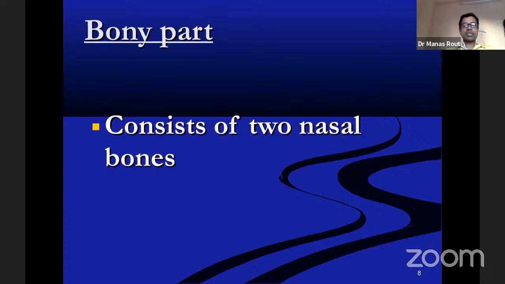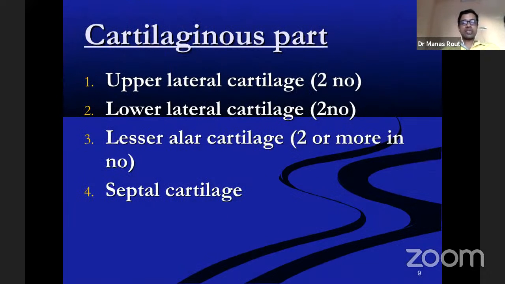Regarding the bony part, the upper 1/3 consists of two nasal bones. The two nasal bones combine like this and form the bridge on both sides of the nasal cavity. The cartilaginous nose is made up of a few cartilages: the upper lateral cartilage, 2 in number, one on each side; the lower lateral cartilage, again 2 in number; the lesser alar cartilages, 2 or more in number because they are very small cartilages; and the septal cartilage in the middle. The lower lateral cartilage is sometimes called the alar cartilage. Very small tiny cartilages are there. I'll show you, then you can understand.